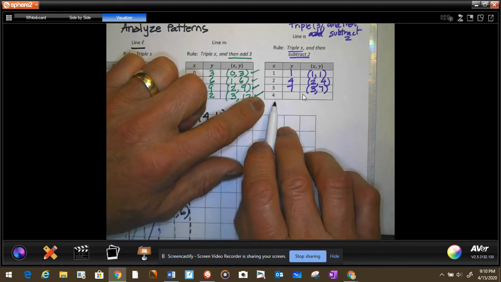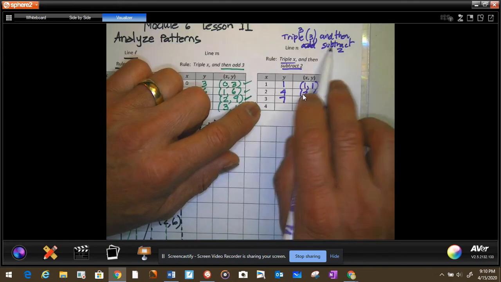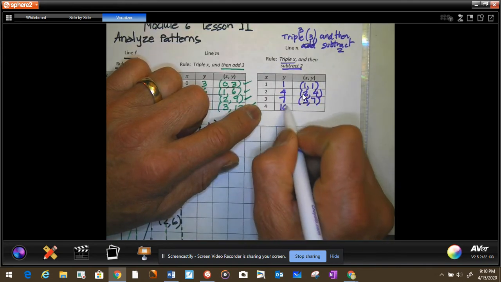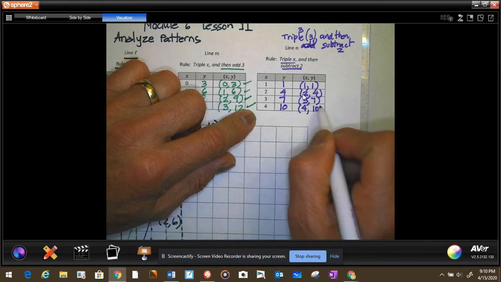So now we have a pair of coordinate pairs. Again, we're going to do the same thing. Triple 4, which will be 12. Minus 2, we're going to subtract 2, and y is going to be 10. So now x is 4 and y is 10.